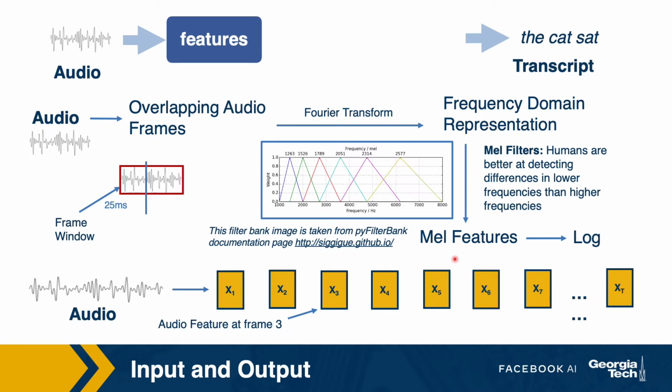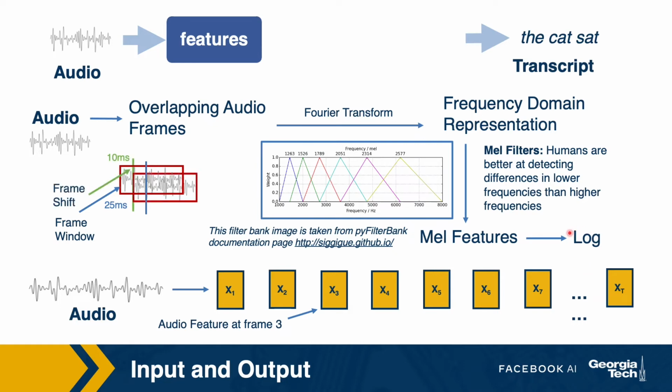So for an audio frame of 25 millisecond, if I had n MEL filters, then I would have n MEL features. And then we would take the log of these MEL features to get the log MEL features. So at this point, what we have done is taken an audio frame of 25 millisecond and got n log MEL features corresponding to this audio frame.